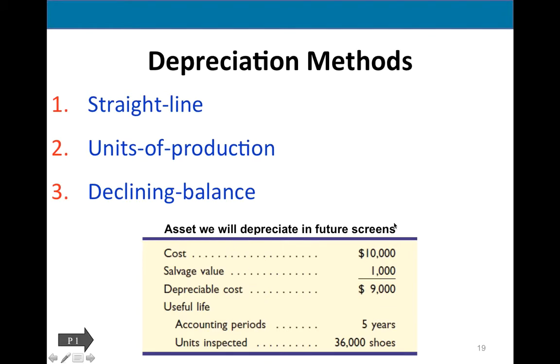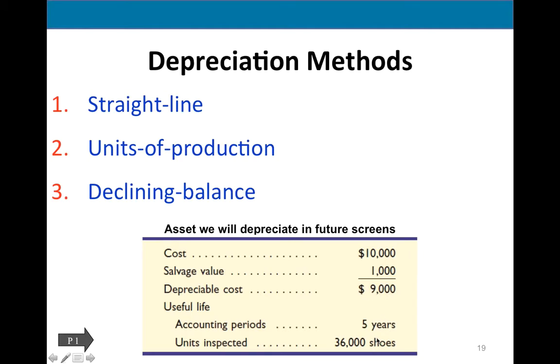These are data that I will be using in future screens. I am buying equipment that will be making shoes. The cost of equipment is $10,000. I will use it for 5 years. At the end of its life, its salvage value, or residual value, sometimes it's called, is $1,000. So the difference between cost and salvage value is called the depreciable amount. So how much in total will I expense out? How much will I depreciate over the life of this asset? I will depreciate $9,000. A depreciable amount, a depreciable cost.